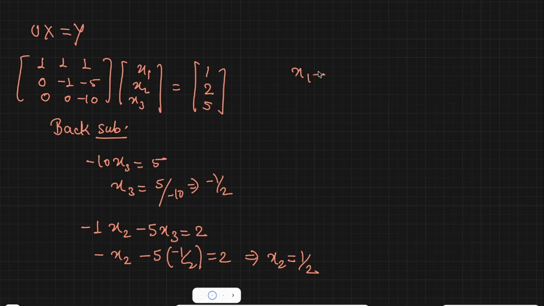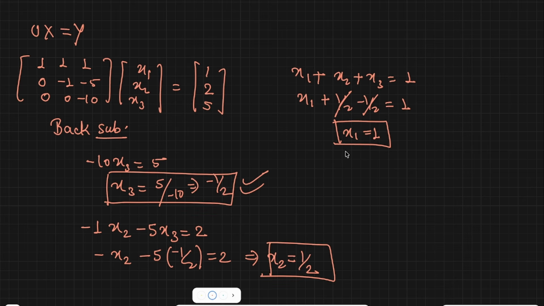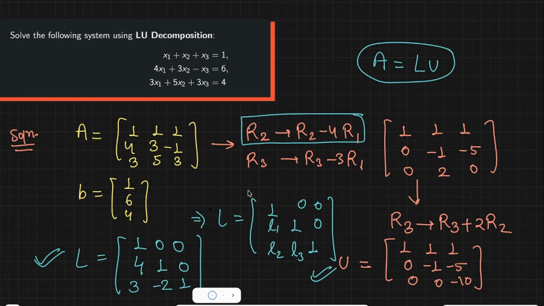Then x1 plus x2 plus x3 is equals to 1. x1 plus 1 by 2 minus 1 by 2 is equals to 1, and simply x1 is equals to 1. This is your complete solution. x3 is equals to this, your x2 is equals to this. You have x1, x2 and x3. Okay, this is how you have to solve this.